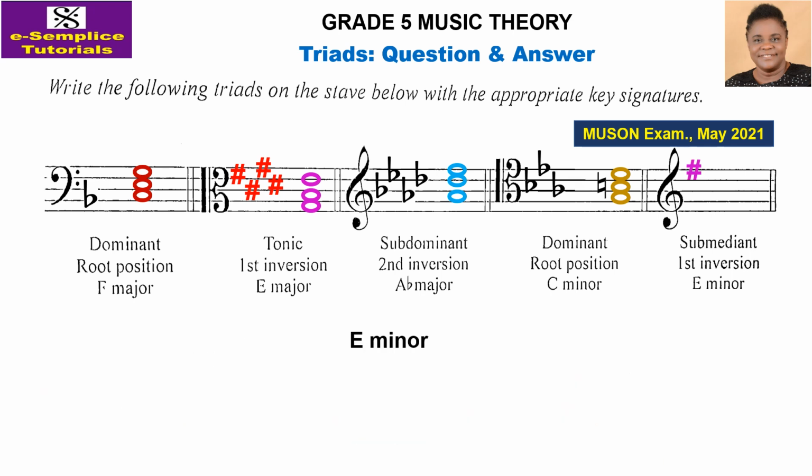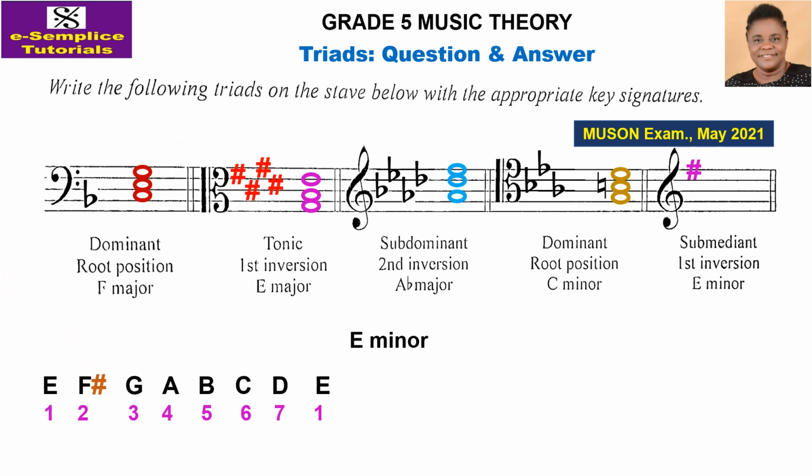The last on this question is E minor, and we are required to write the submediant triad, first inversion. The key signature of E minor is already there, which is F sharp. So let's proceed. So the notes in E minor, add the key signature accidental.